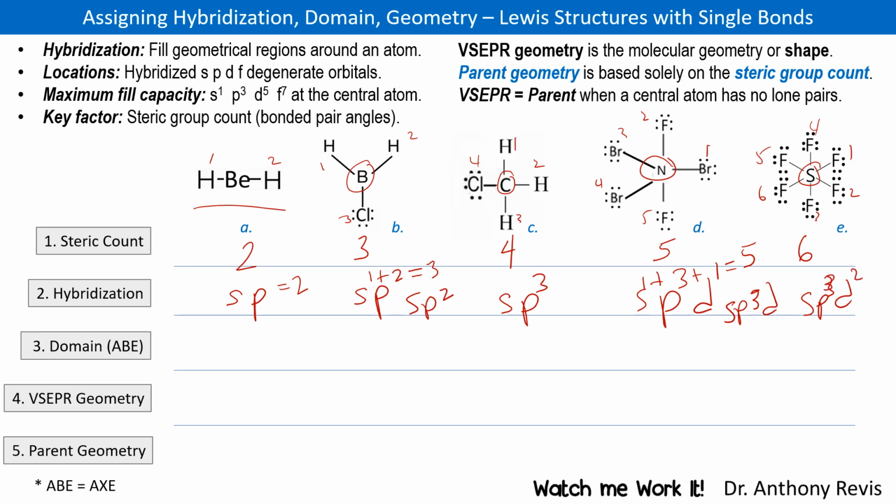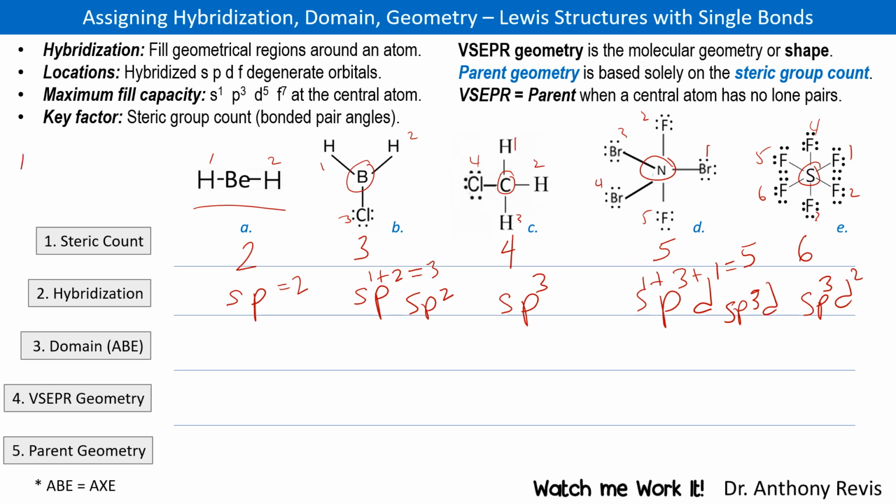Okay, let me clean that up just a little bit for you. All right, let's make that look a little better. There we go. All right, so let's go down to the domain. To assign a domain, you basically would go back and take a look at your steric count. And what you want to do is assign A as a central atom. I'm going to write that somewhere else for you so you'll have it. Let me write this up top here.